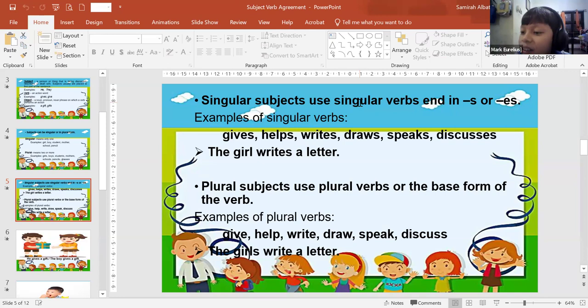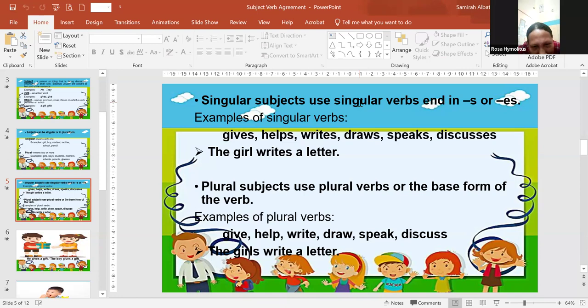Okay, so singular verbs. What are the singular verbs? Examples are gives, helps, writes, draws, discusses. Very good. So what do you notice? All the original forms of the verb, we add S or ES, right?